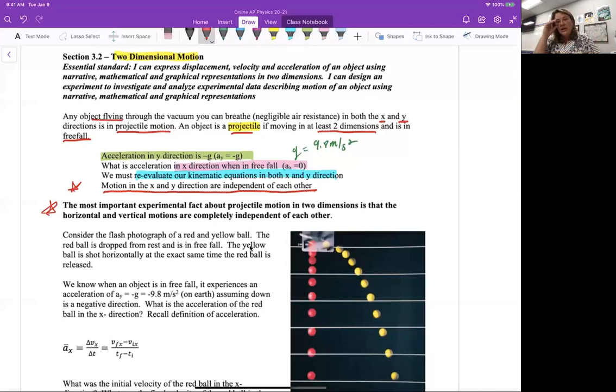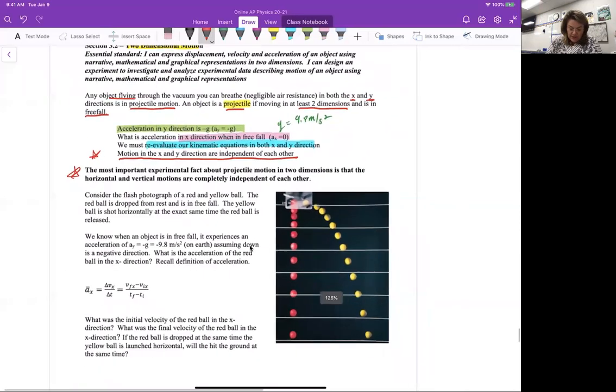We can describe it. Now, sometimes we have to find something. In fact, most of the time, we have to use one of the directions to find something, usually time, and then move back over to the other dimension to solve for whatever it is they're asking.